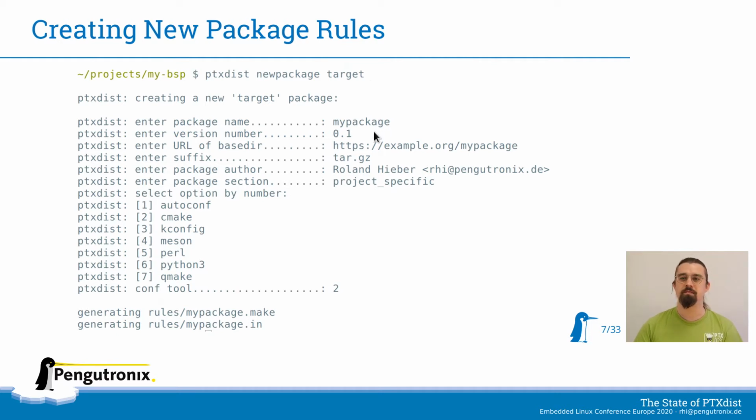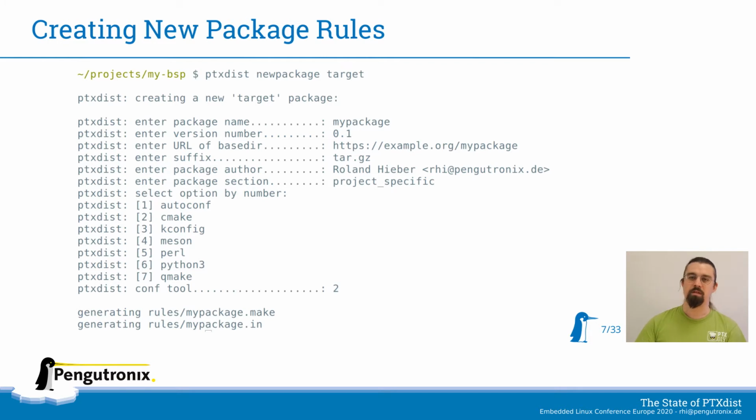And it asks you some nice questions like, what is the package name you want to use? What's the version? Where can you download it from? And so on. And in this case, what is the build system? And then it generates the right files in the rules directory. In this case, the mypackage.make is the make file that contains all the recipes, what you want to do to build your package. And then the .in file is the Kconfig snippet for the menu that gets included in the menu.